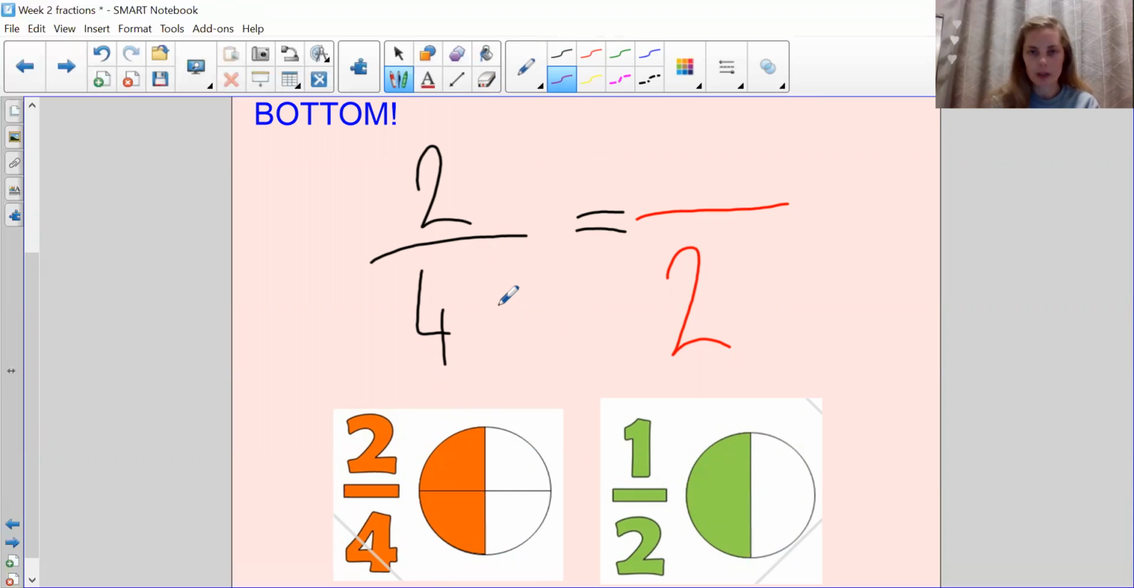So the rule is, whatever you do to the one number, you need to do to the other number. So what have I done to the 4 to get 2? Have I times it or have I divided it? We're only working with times and divide today. Have I times this or have I divided it? Good, you have divided it.